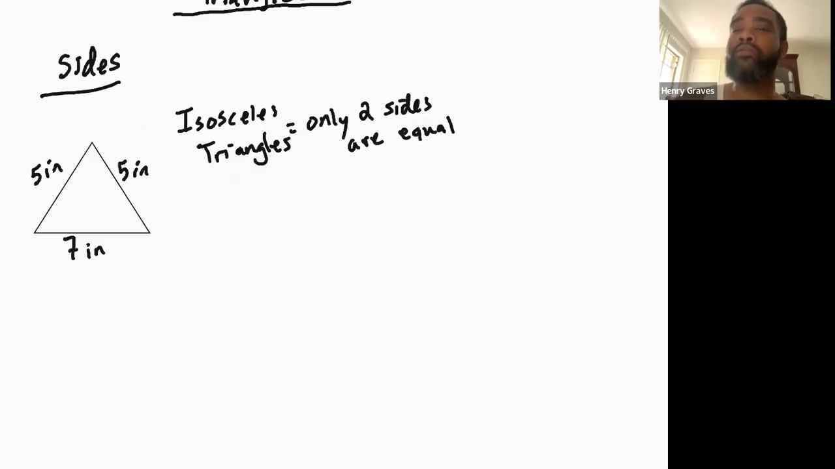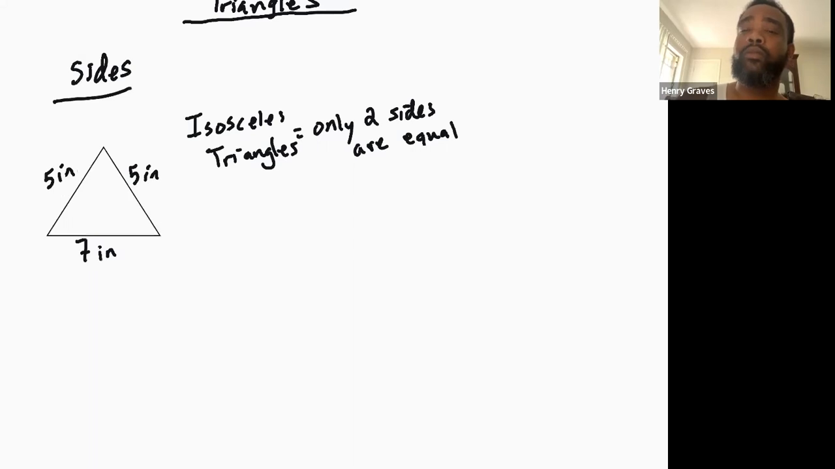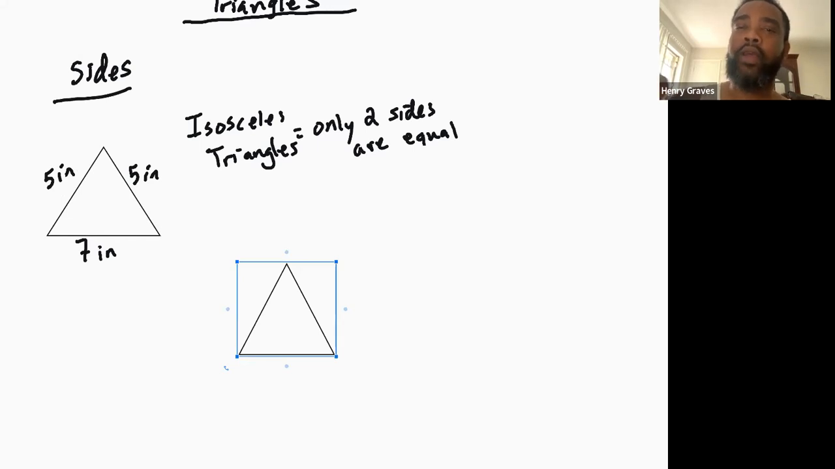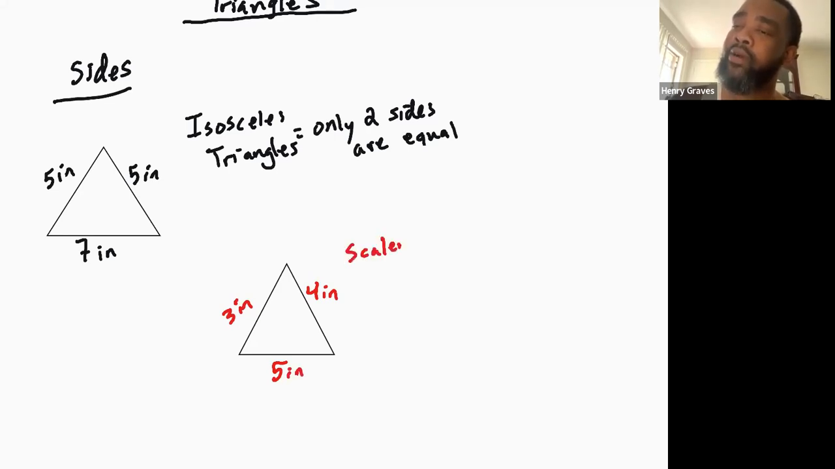Now I'm going to make another triangle. I'm going to talk about when none of the sides are the same, like if you have 3 inches here, 4 inches here, and 5 inches here. Notice none of the sides are the same. So this is an example of a scalene triangle, and in a scalene triangle, none of the sides are the same.